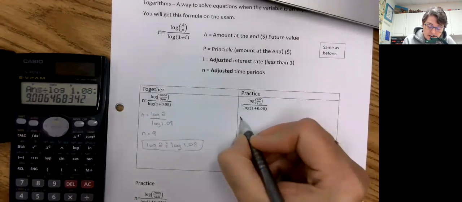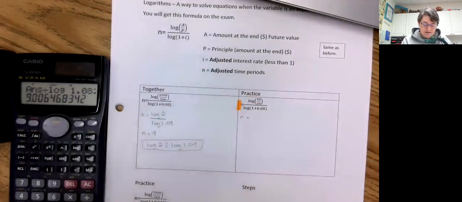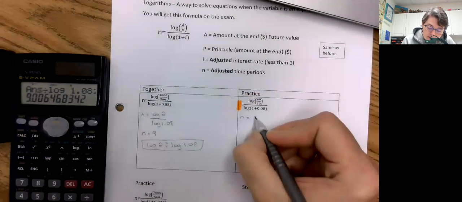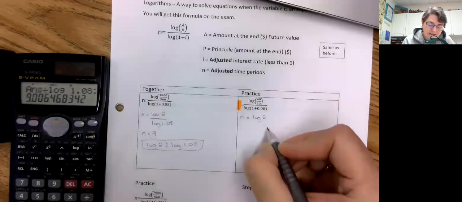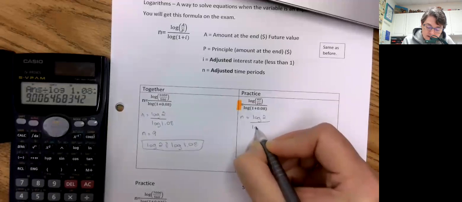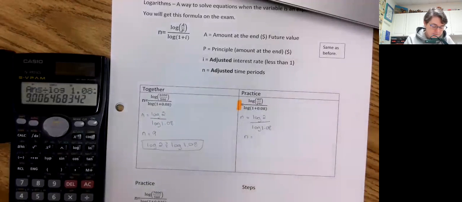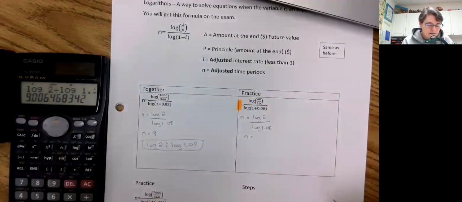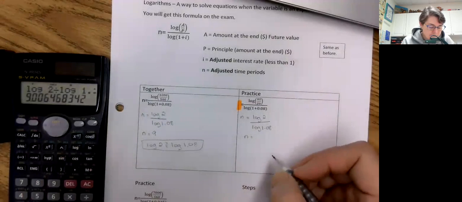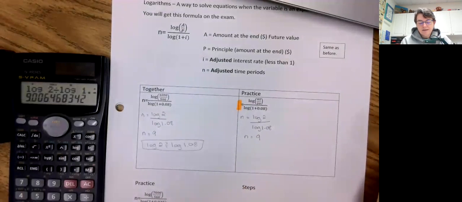All right, let's try this one. So n is equal to, 20 over 40 is going to be 2. Oh, I guess I should have changed a little bit more of the question. Log 1.08, and it's going to be log 2 divided by log 1.08.